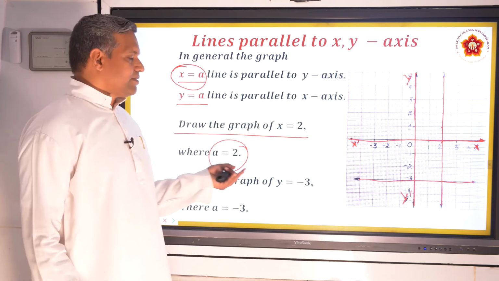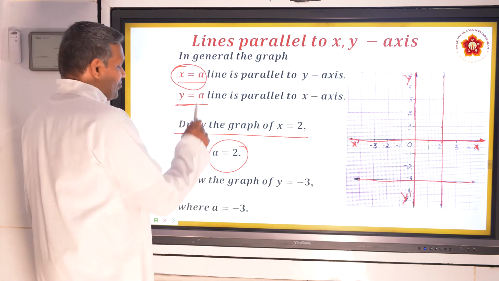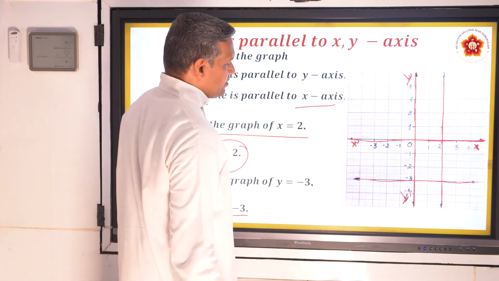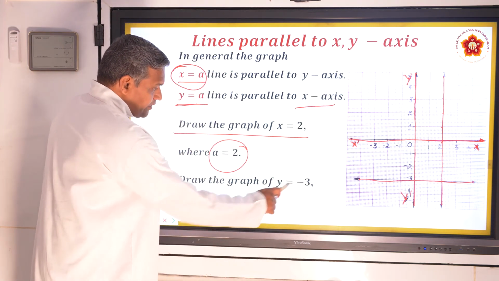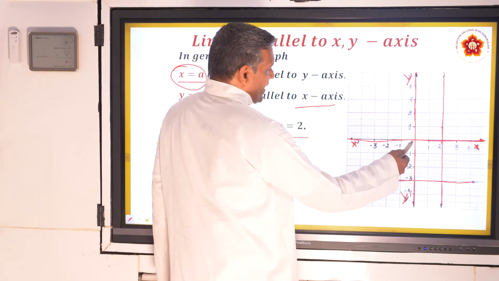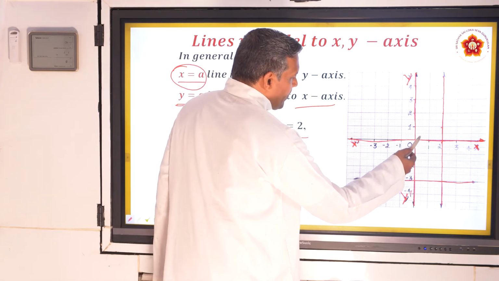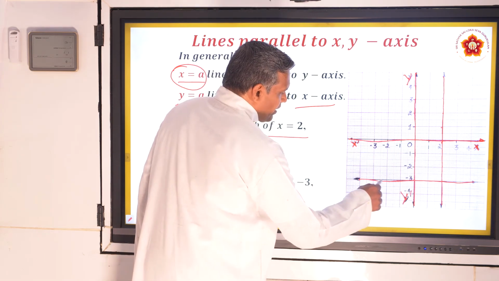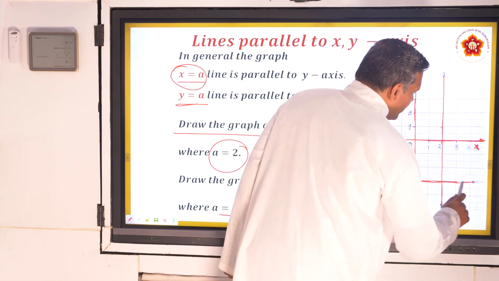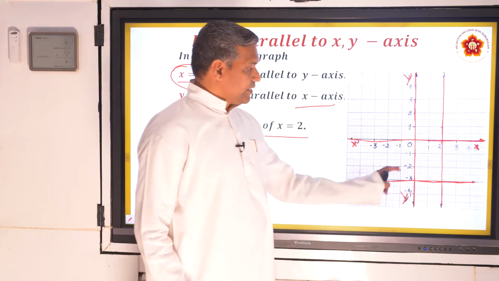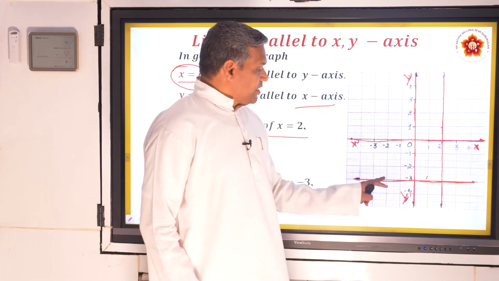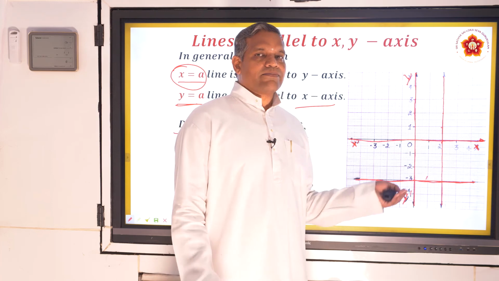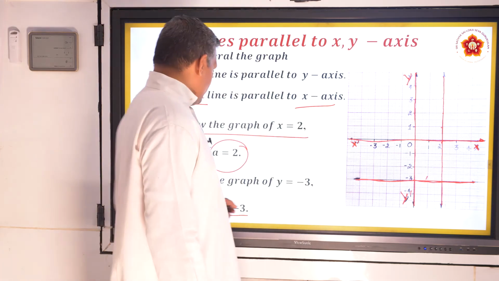Other condition, I don't require to explain much. When y is equal to a, if I take y is equal to minus 3, it should be parallel to the x-axis. See, now I have taken y is equal to minus 3. Where should I go? Minus 1, minus 2, minus 3. Here y is minus 3 and constant. Anywhere you go left, anywhere you go right, everywhere minus 3 is constant. But x values are changing. See, x is positive here, x is minus 1, minus 2 here. Understood? So this is how I get a line parallel to the x-axis and a line parallel to the y-axis. Easy. We'll go to the next slide.